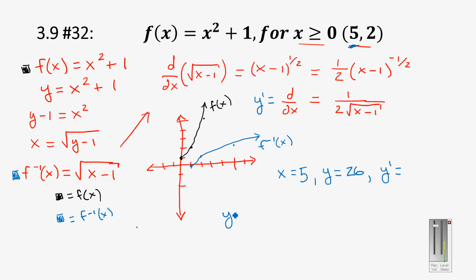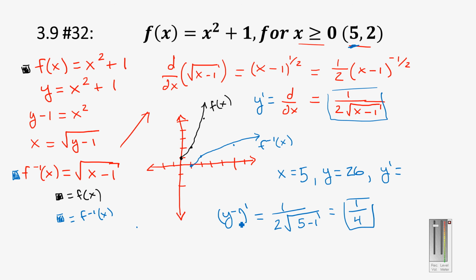Really what we're talking about here is y minus 1 prime, which in this case would be equal to, when that's a 5, it's going to be equal to this mess here. So it's 1 over 2 square root of 5 minus 1. All right, so 1 over 2 times square root of 4, which is 2, that's going to be equal to 1/4. All right, so that's what our inverse function is. We don't actually ask that. So this is actually what they're looking for as a final answer there.